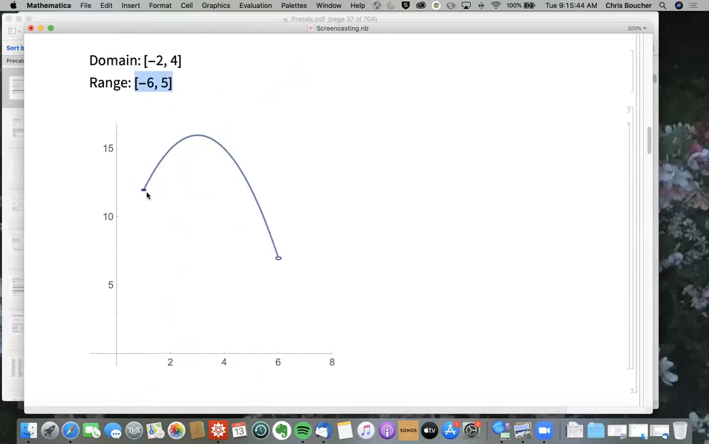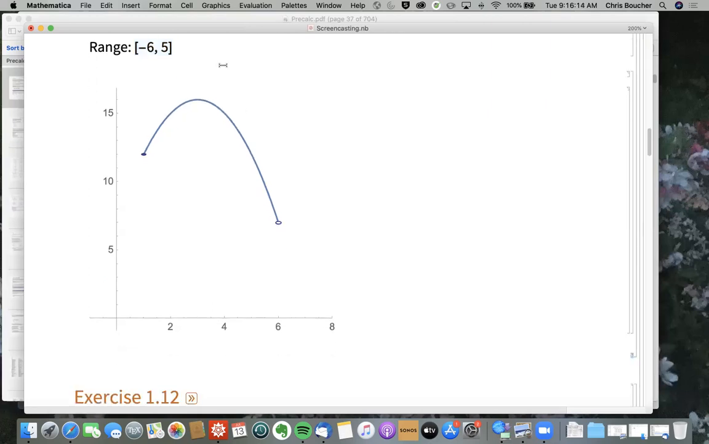Here, I'm going to have one endpoint included, the other endpoint not included. So the domain here is the input range. The leftmost input value looks like about 1, and the rightmost is 6. That interval is going to be closed at 1, but open at 6. And similarly, the range goes from, looks like about 7 to, careful now, the top range value is up here where my cursor is. That looks like about 16. And it's going to be open at 7, closed at 16. So let's see if we got this one right.